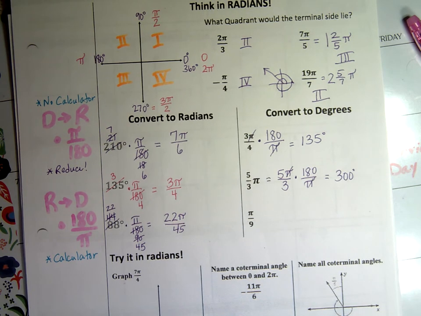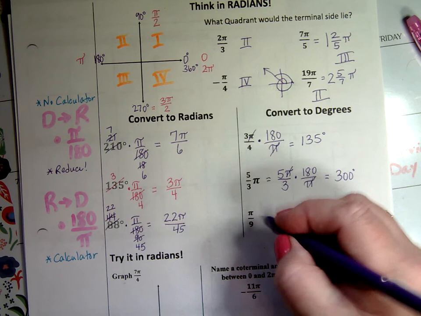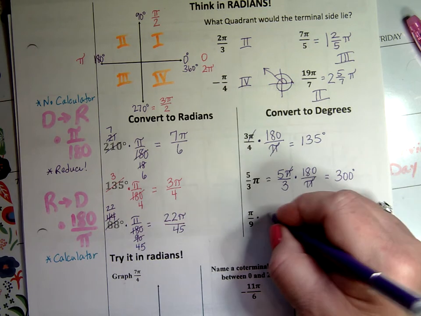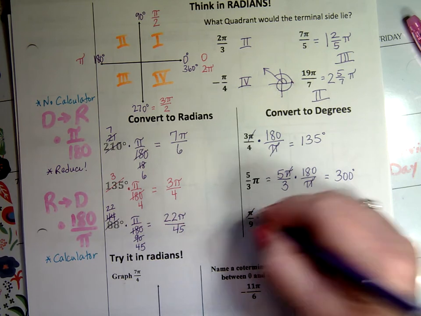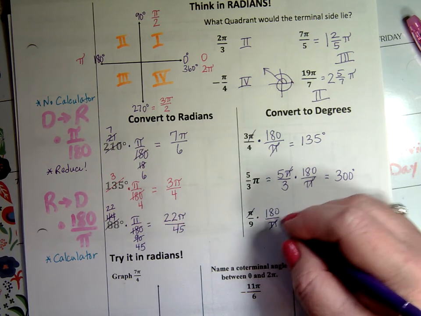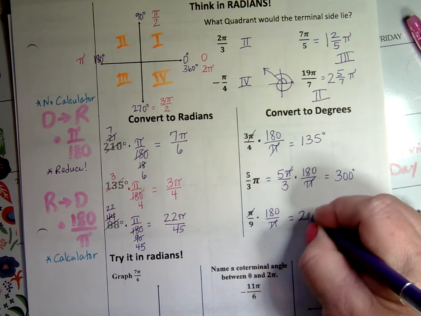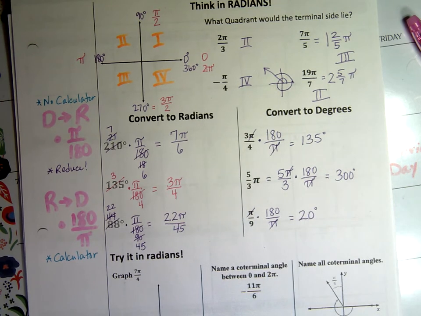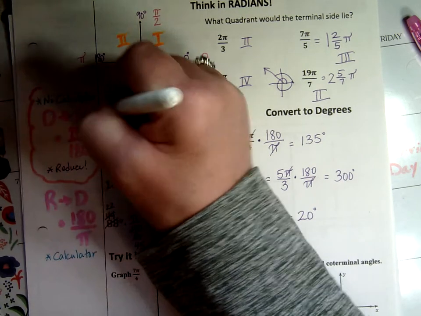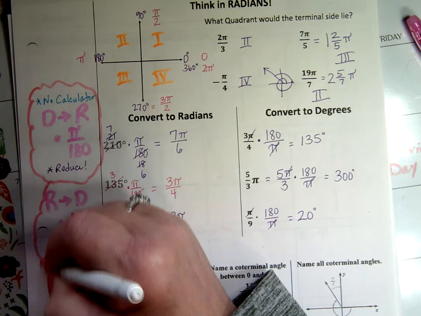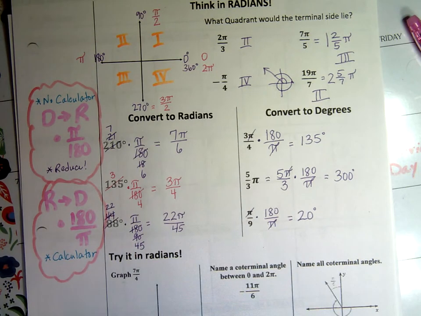And last one, pi over 9. If I'm looking at this guy, I multiply by 180 over pi. Pi by pi. 180 divided by 9 is 20 degrees. So they're your two conversions. You've got one that takes you from degrees to radians and one that takes you from radians to degrees. That's the big deal.